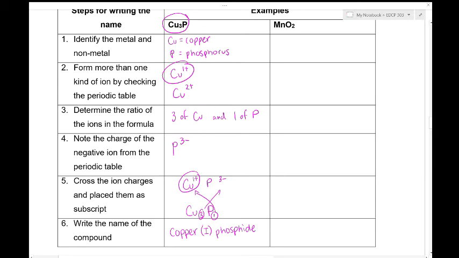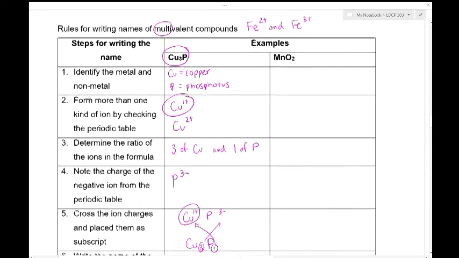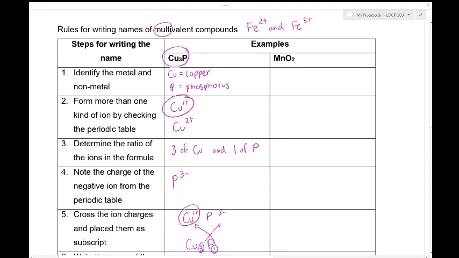Let's try it in the second sample. Here we have MnO2. Let's identify the metal and the nonmetal. Mn is manganese. Now, make sure you don't spell this wrong. Manganese is often spelt wrong because students think that manganese means magnesium, Mg. So please make sure you spell it correctly. O is oxygen.